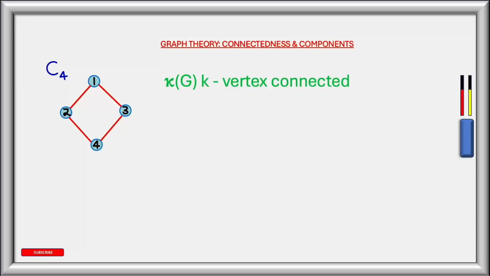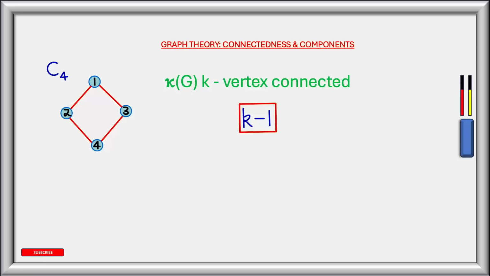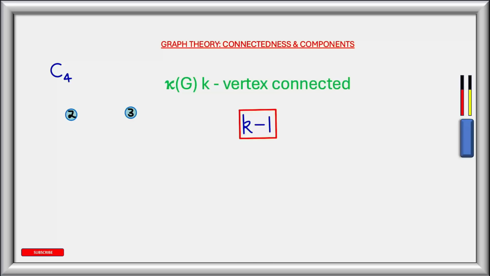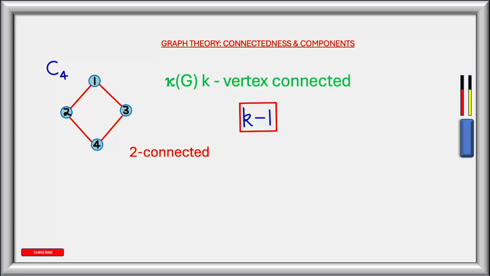A graph is k vertex connected if it stays connected after removing any k-1 vertices. For this to be the case, it must contain more than k vertices, and the size of the minimum vertex cut, so the smallest set of vertices whose removal disconnects the graph, is at least k. So in this C4 graph on the whiteboard, if we remove one of the vertices, the remaining 3 vertices are still connected. If a second vertex is removed, the remaining 2 vertices are isolated. And so this graph is 2 connected.